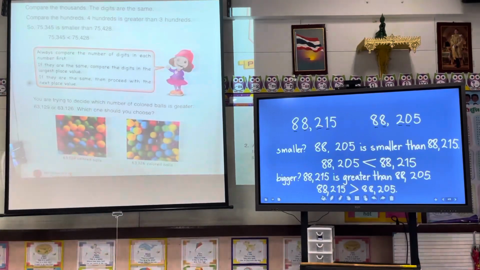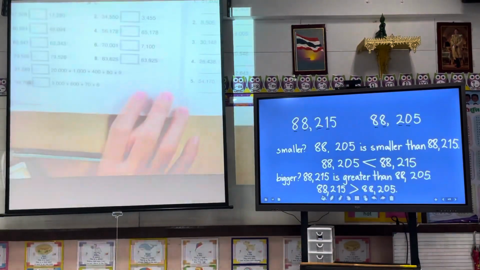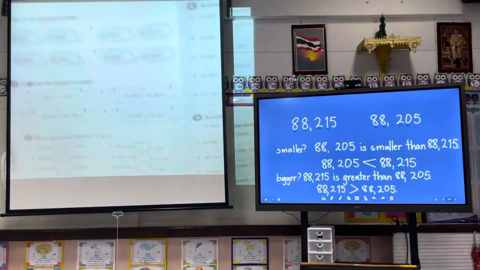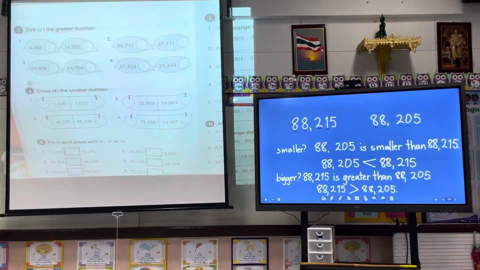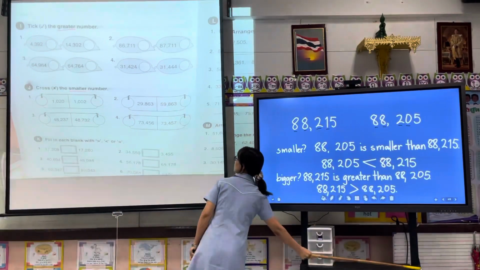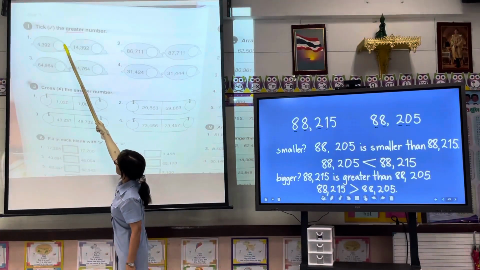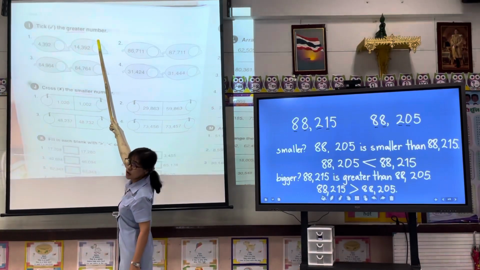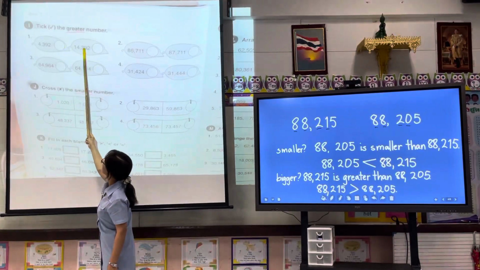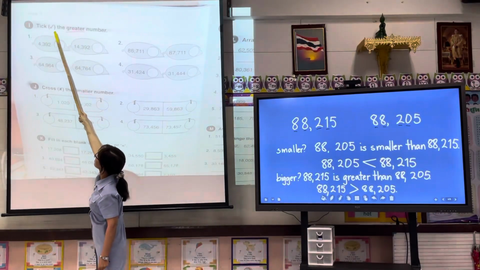For your activity, page 8 in your workbook, please answer 3 letters I, J, K. Letter I, just tick the greater number only. Look at this. Number 1, these 2 pairs of numbers. Which number is greater? And then you tick.